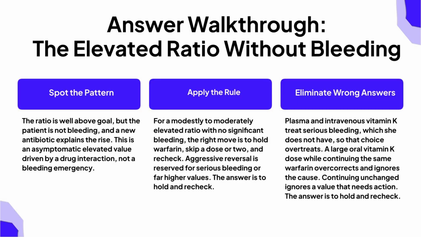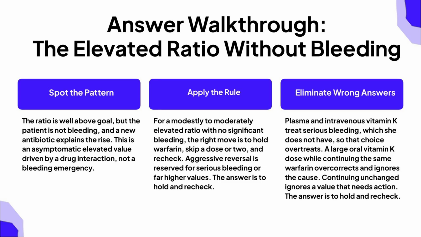Step 1, spot the pattern. Her ratio is well above goal, yet she has no bleeding at all, and there is a brand new antibiotic that neatly explains why the value climbed. That combination is an asymptomatic elevated value driven by a drug interaction, not a bleeding emergency. Step 2. Apply the rule.